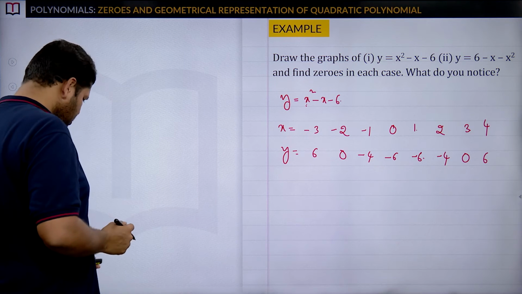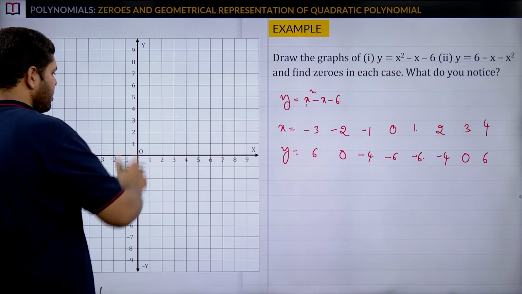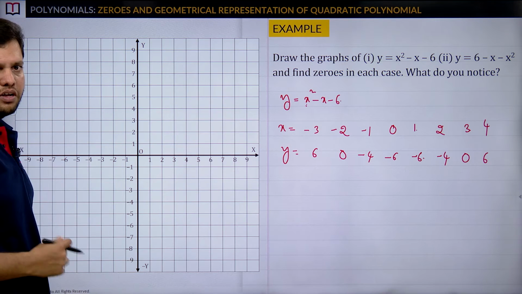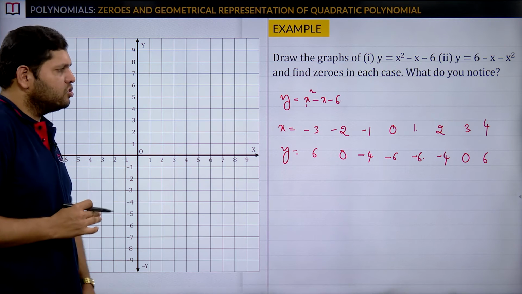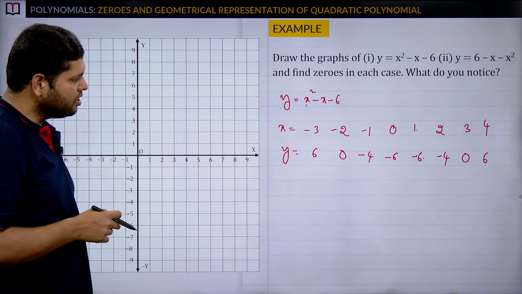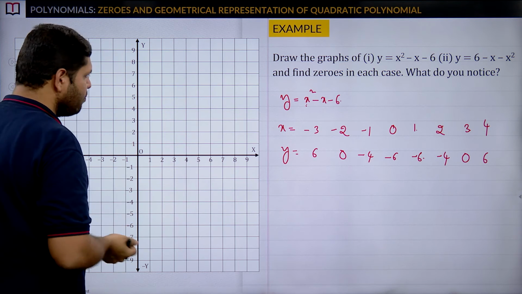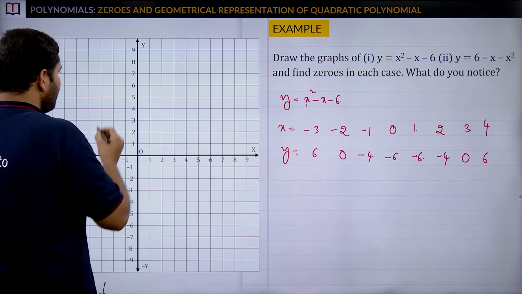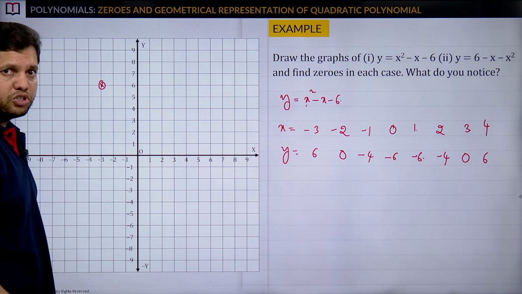Okay children, I am taking the graph now. I am taking the x-axis and the y-axis. You know already this: the horizontal line is the x-axis and the vertical line is the y-axis. Now children, look at the first point from the table. x is minus 3 and y is 6. So minus 3 comma 6 is the first coordinate.